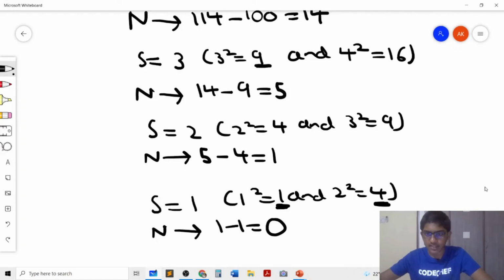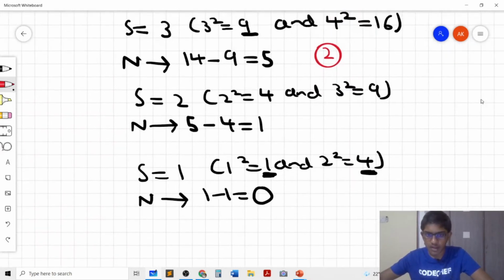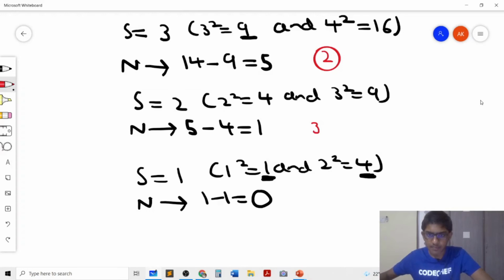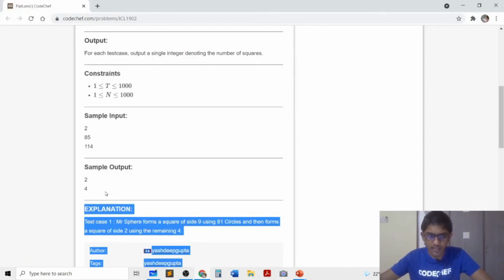And hence we can see that in this process we used 1, 2, 3 and 4 steps, and hence the answer for this sample test case should just be 4, and you can verify that this is also correct.